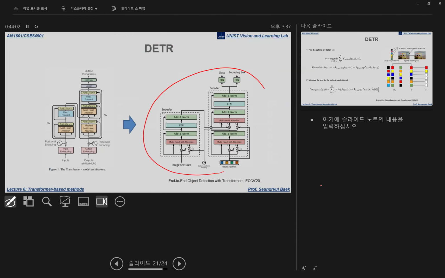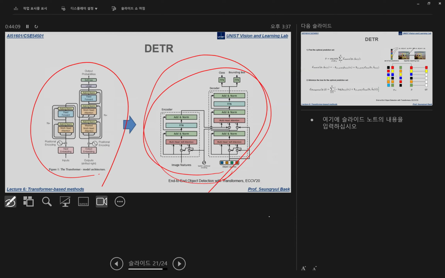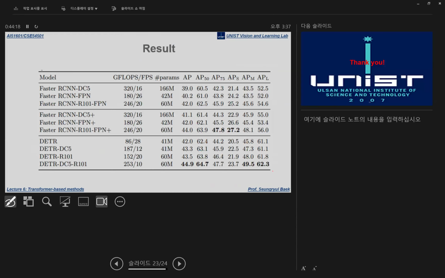So this is the transformer in the NLP domain. This is the transformer architecture for the computer vision domain, especially for the object detection task. So we will see which things have been changed to apply transformers in the vision domain.